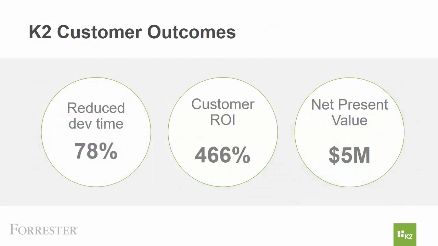So where do we see this? What are some of the net outcomes we've seen from our customer base? Forrester recently did an impact study that found that when customers adopted K2, they reduced their overall dev time by almost 80%. That's a massive impact in terms of the type of innovation folks can provide back to the organization. We've seen a tremendous ROI, over 450% based on their investment in K2. That has presented them with a net value of a little over $5 million back to the business. There's an incredible amount of savings that can be achieved based on this investment.